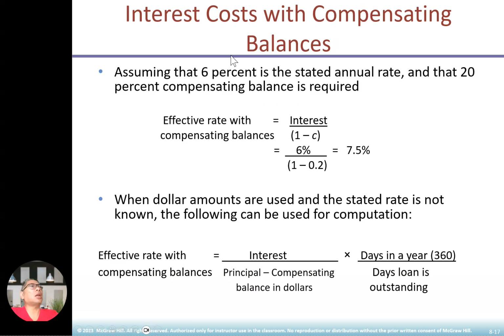Assuming again 6% as stated annual rate and a 20% compensating balance, so interest divided by 1 minus C, 6 divided by 0.8, the effective rate with compensating balance will be 7.5% using the same formula. When the amounts are used and the stated rate is not known, the following can be used for computation. Effective rate with compensating balance equals interest divided by principal minus compensating balance in dollars multiplied by days in a year divided by days of loan outstanding.